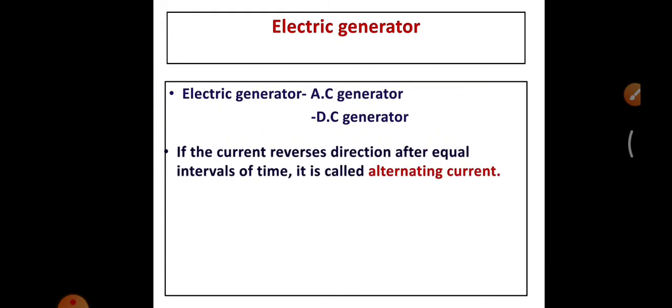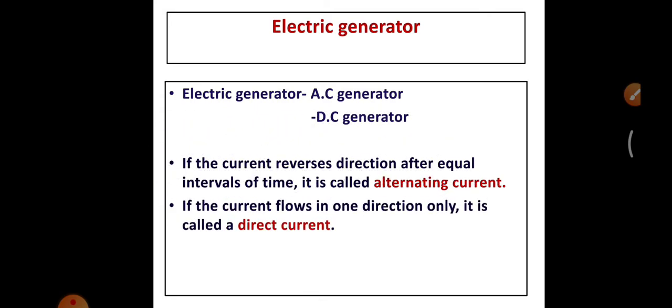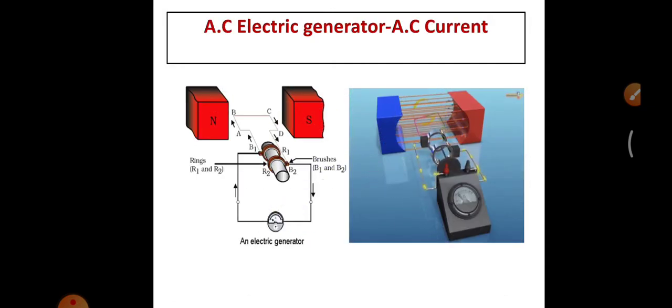So what is meant by AC current? If the current reverses direction after equal intervals of time, it is called alternating current. If the current flows in one direction only, it is called a direct current. The first topic, AC electric generator, it produces AC current.